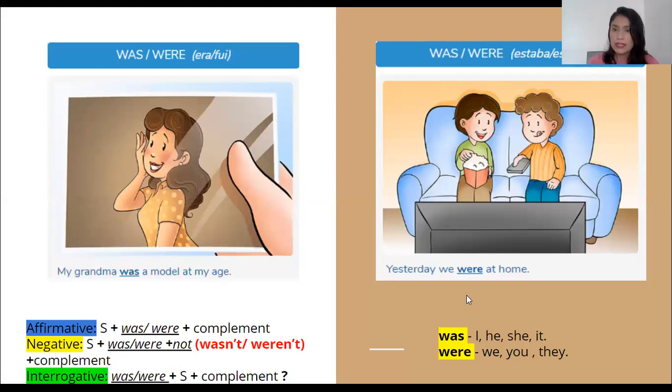Is it clear till here, guys? I repeat, this is just a review, so we're not working with anything you haven't seen before. So it is just a review. Do you still have questions about when or how to use the past tense of the verb to be?